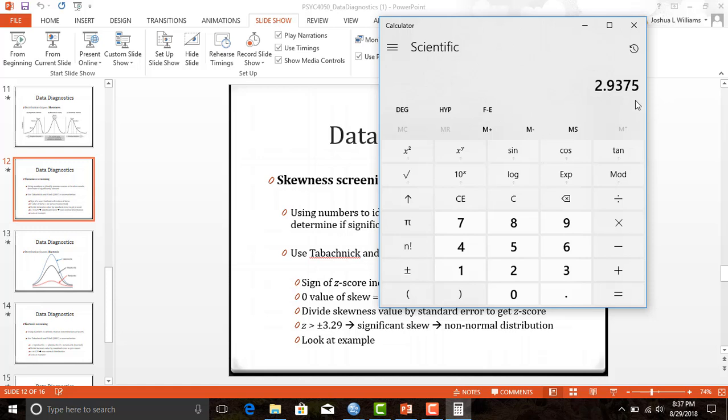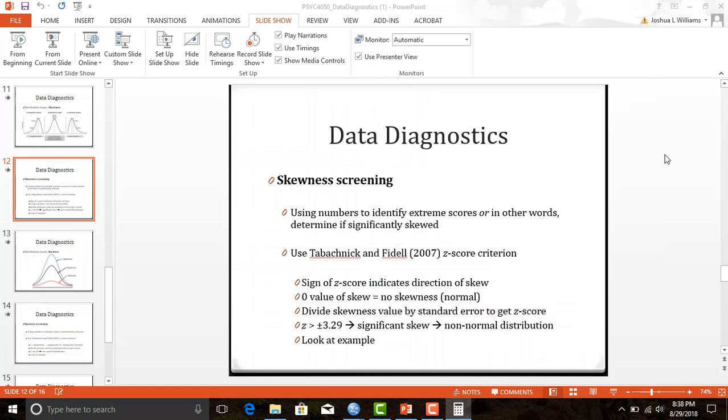But in this case, sticking strictly to the criterion value of 3.29, 2.94 is not greater than that. Therefore, we conclude that we do not have a significantly skewed distribution, and therefore it is a normal or approximately normal distribution based on this particular screening. So that's how you do the skewness screening.